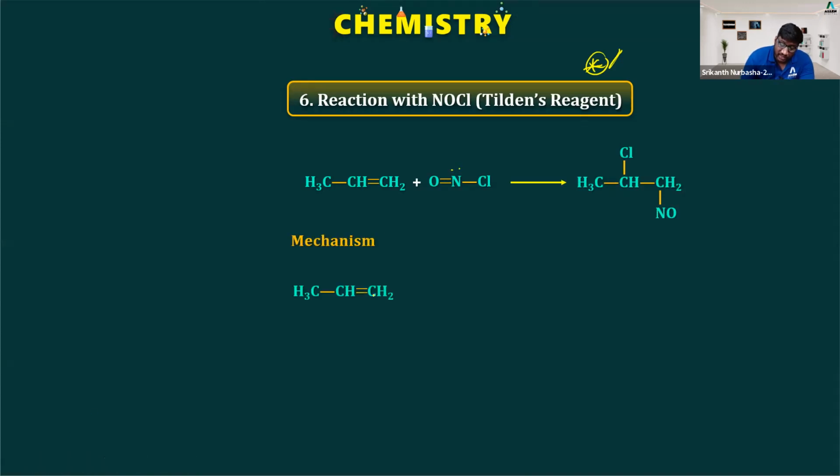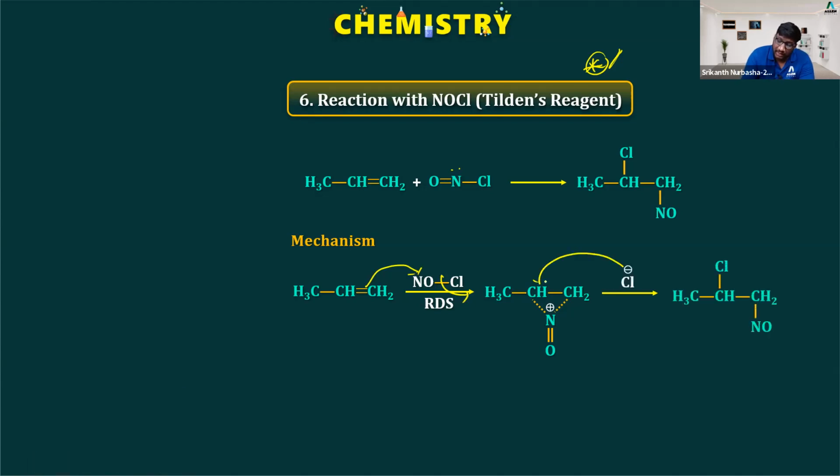The mechanism: CH3CH=CH2 is treated with NOCl. The pi electrons attack, the nitrogen-chlorine bond leaves, and we get CH3CHCH2NO. Now Cl minus acts as a nucleophile, attacks the electrophilic carbon, and the carbon-nitrogen bond cleaves. CH3CHClCH2NO is formed. This reaction, Tilden's reagent, we have also discussed.